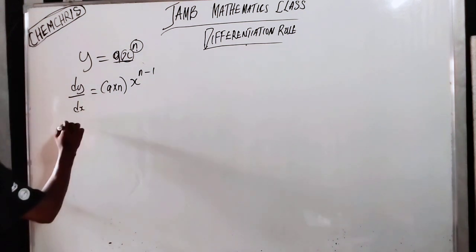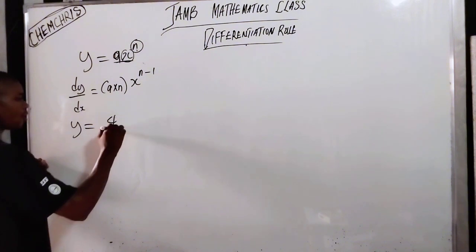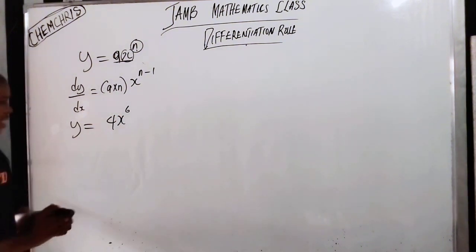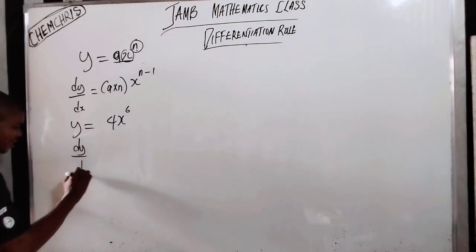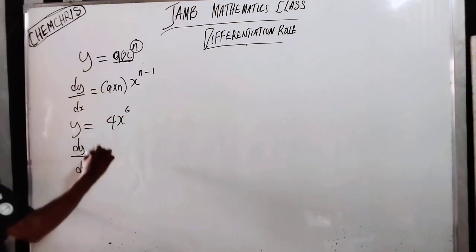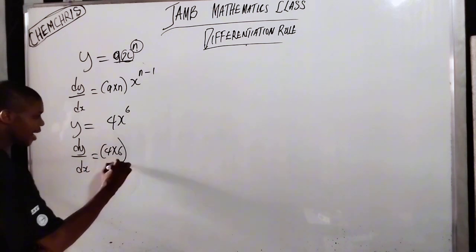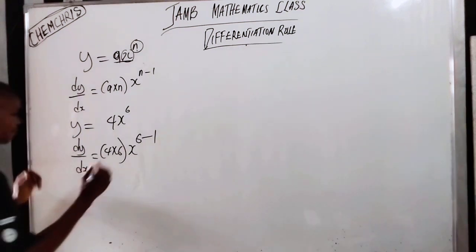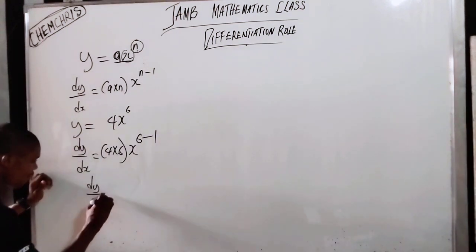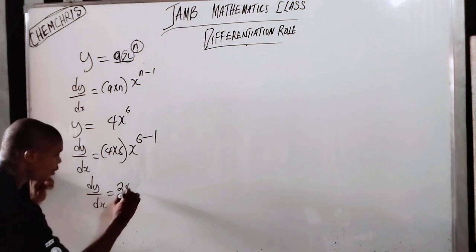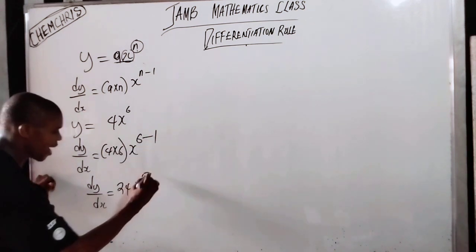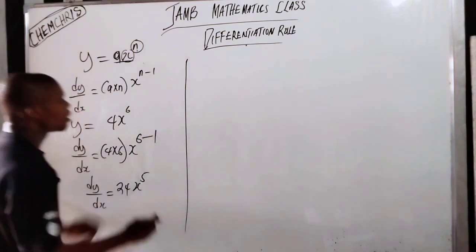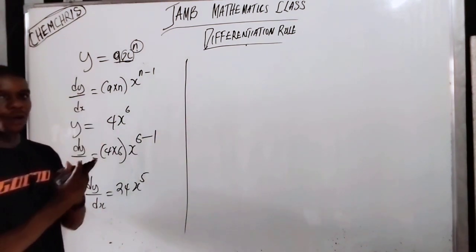Do you understand? So this is called the formula method. Just like if I ask something like y equals 4x raised to 6. To differentiate this is very easy. dy over dx equals, bring the power down: 4 times 6, right? x raised to 6 minus 1, right? 4 times 6 is 24. So dy over dx equals 24x^5, because 6 minus 1 is 5. So you have differentiated it. Do you understand? So this is called the general method or formula method.